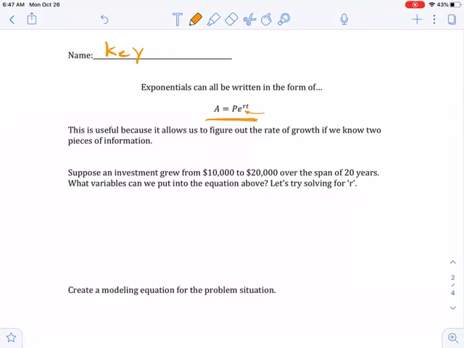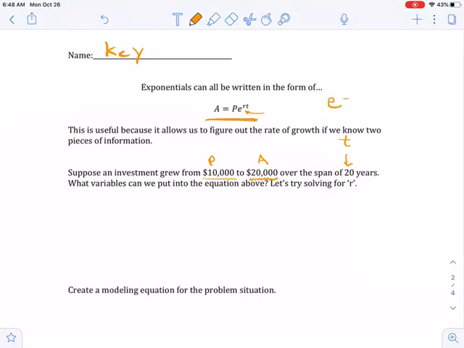So suppose an investment grew from $10,000 to $20,000 over the span of 20 years. The pieces of this that we know in this particular equation: we know how much we started with, we know how much we ended with, and we know the amount of time that it took. So I'm going to put these as my variables here, grabbing those variables right from above. So I have A, P, R, and T to figure out, and I was only able to figure out P, the principal, A, the amount that we have left, and T. So I don't know R.